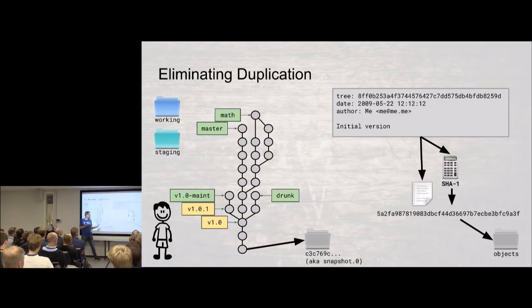So now we have three different kinds of objects inside our objects directory. We have commit objects, which are basically these text files. Then we have tree objects, which represent the directories of our directory structure. And we have blob objects, which represent files within those directories.